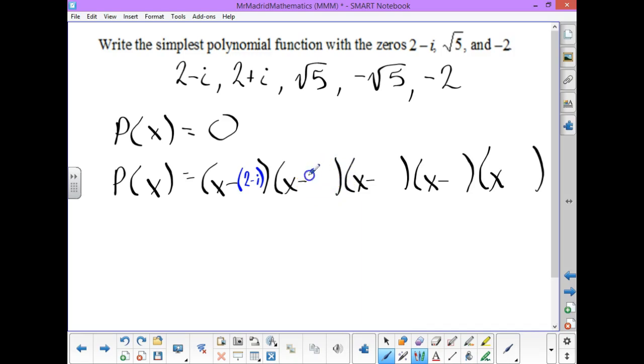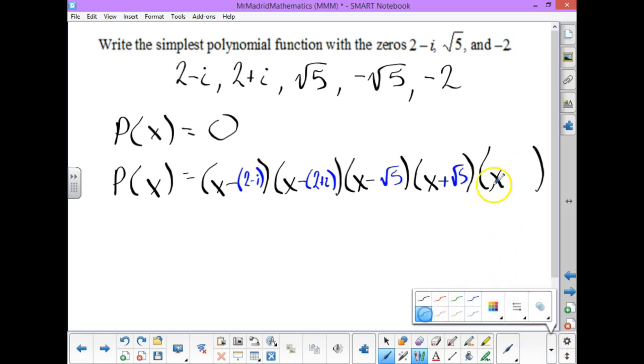This one is 2 plus i. Here we have square root of 5. Here we have plus square root of 5. Here we had a minus sign. Now this negative will turn it into a plus.